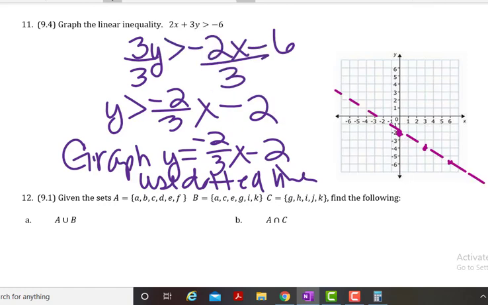Now I have to shade one of the areas in, which represents the solution. Since y is greater than -2/3 x minus 2, it's going to go up. Greater, it goes up, and I graph this area. And what that means is any point, any ordered pair that's in the shaded area is a solution to the inequality, or it keeps the inequality true. And that would be the answer, is the graph.